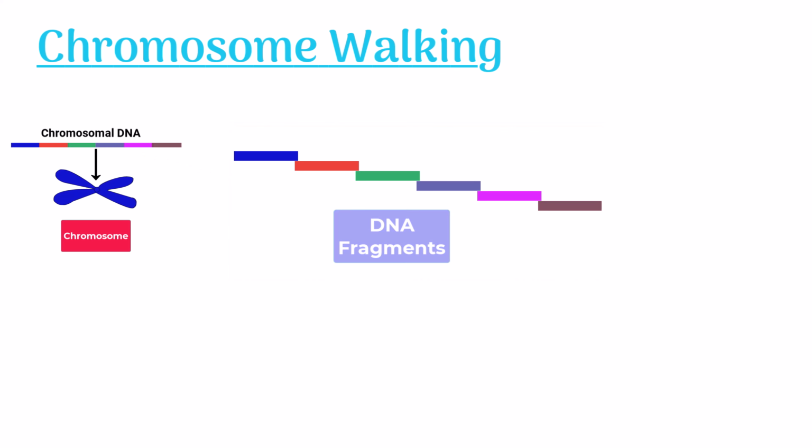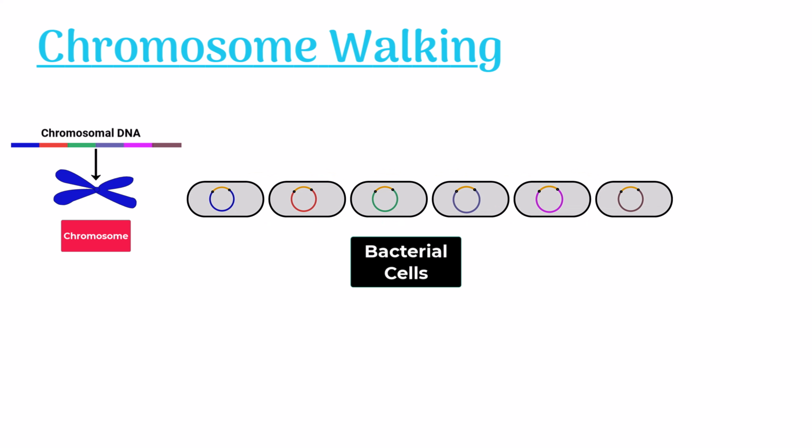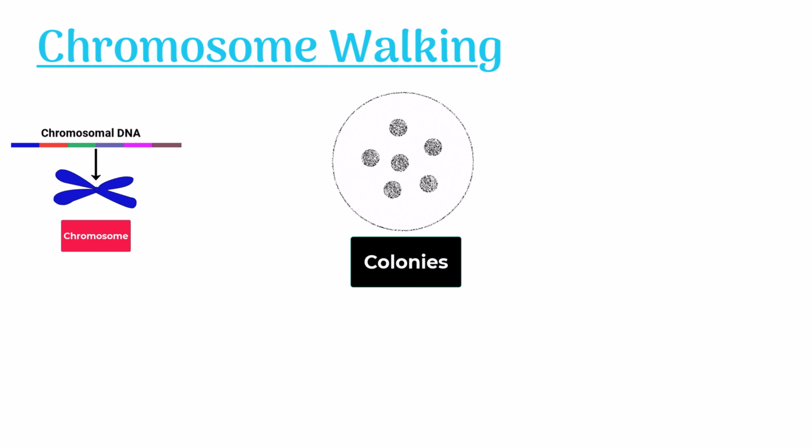Now these fragments are placed into suitable vectors or plasmids. The plasmids are then transferred to bacterial cells. These cells are allowed to grow and form different colonies.